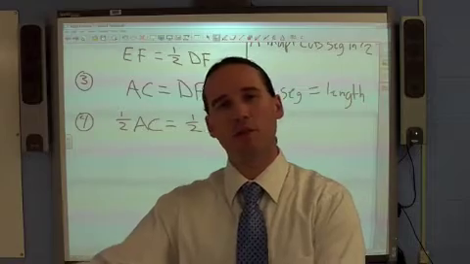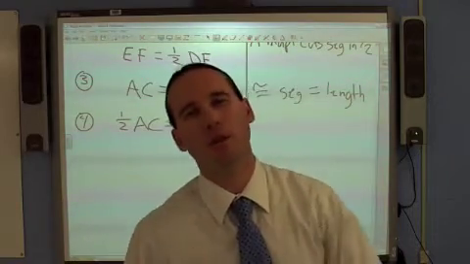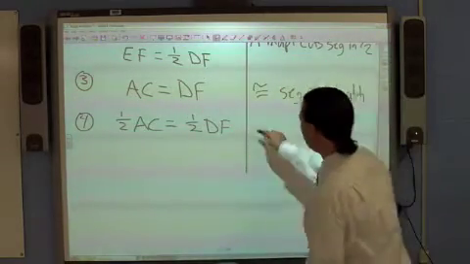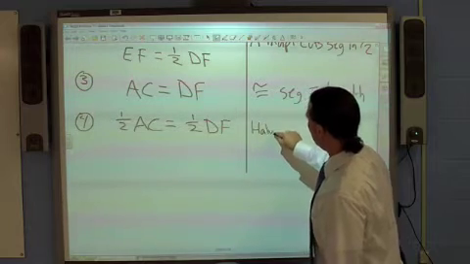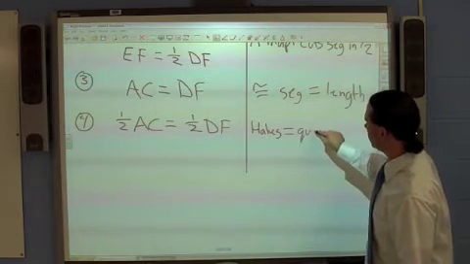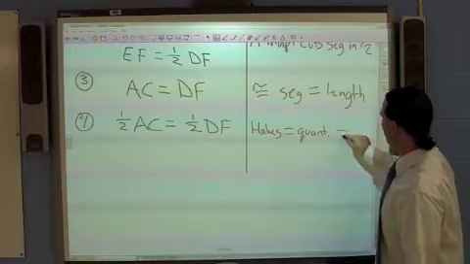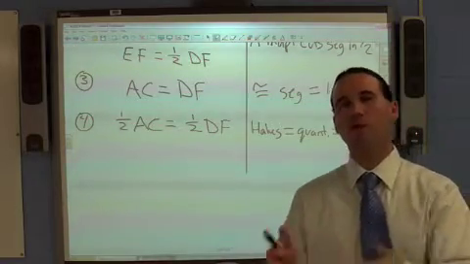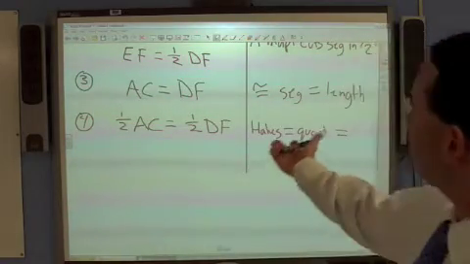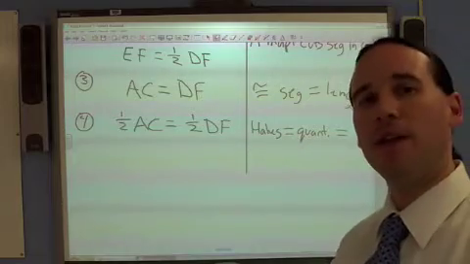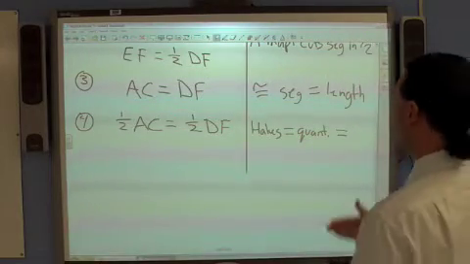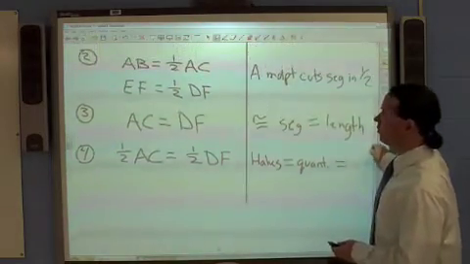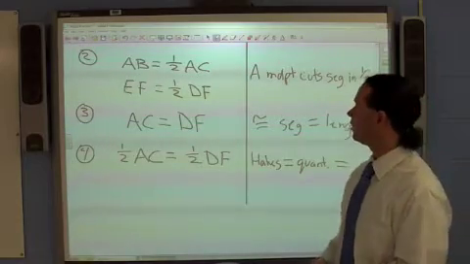You could say reflexive on 2 and then use division, but we have that shortcut, right? If we're going to do halves, then we can say halves of equal quantities are equal. And that gives us a half AC equal to a half DF. Now, if I scroll this up a little bit, hopefully you can see that we basically have what we need.